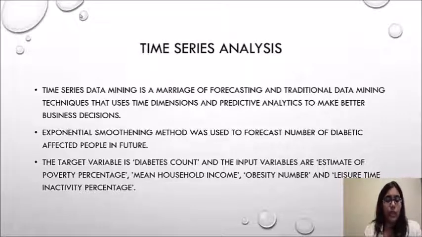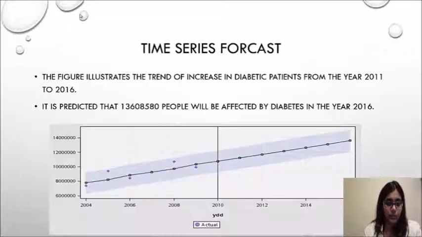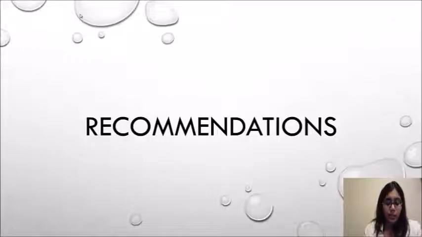We have chosen diabetes count as a target variable, and the input variables are estimate of poverty percentage, mean household income, obesity number, and leisure time inactivity percentage. As you can see in the figure, from the year 2011 to 2016, there is a drastic increase in the number of people who are affected by diabetes. It is shown that approximately there are 13 million people who are affected by diabetes.